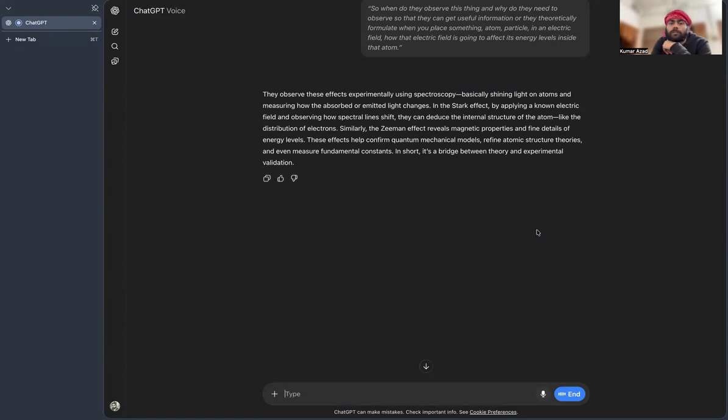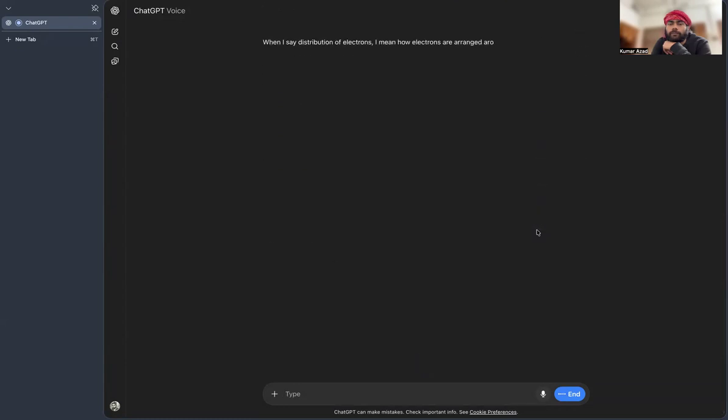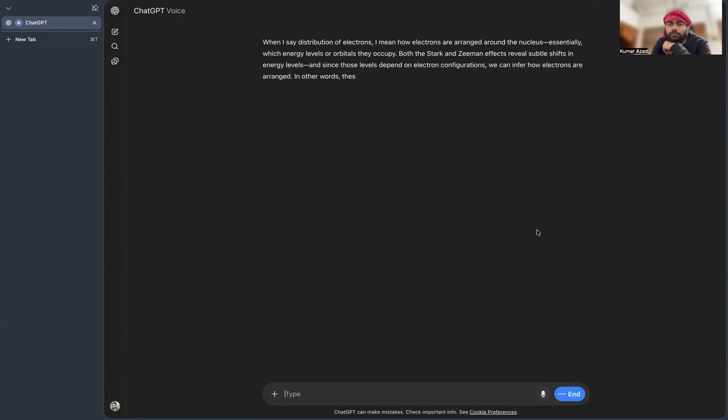So, like distribution of electrons, what you are talking about, meaning that if the atom is exposed, how that electron is being distributed. When I say distribution of electrons, I mean how electrons are arranged around the nucleus, essentially which energy levels or orbitals they occupy. Both the Stark and Zeeman effects reveal subtle shifts in energy levels, and since those levels depend on electron configurations, we can infer how electrons are arranged. In other words, these shifts tell us about the structure of the atom, where electrons are likely to be.